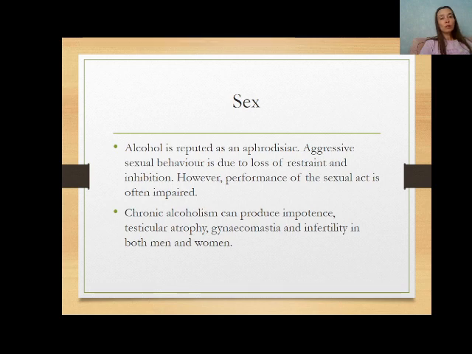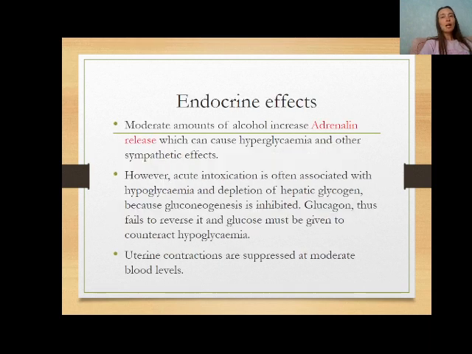Sex. Alcohol is reputed as an aphrodisiac. Aggressive sexual behavior is due to loss of restraint and inhibition. However, performance of the sexual act is often impaired. Chronic alcoholism can produce impotence, testicular atrophy, gynecomastia, and infertility in both men and women.